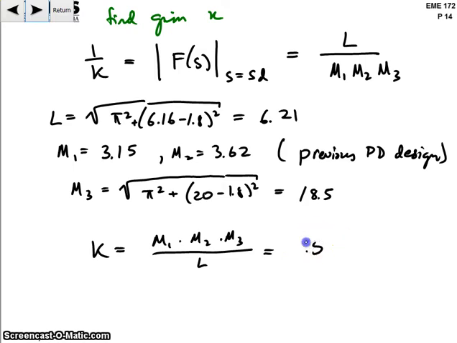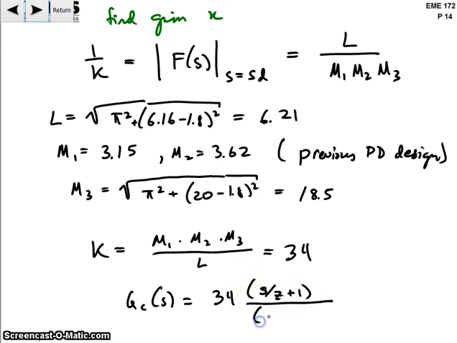Oh, sorry, no, I didn't say no. 18.5 was M3. I get 34. Okay, so now my new compensator, GC of S, is equal to 34 times S over Z plus 1 divided by S over P plus 1. And actually, I should plug in the numbers there, sorry.